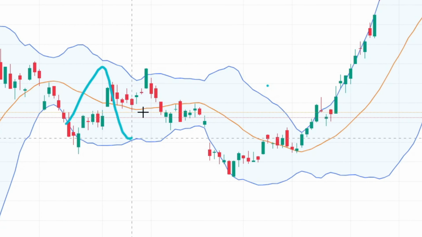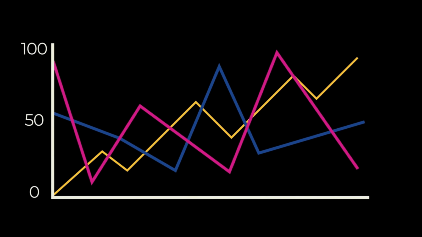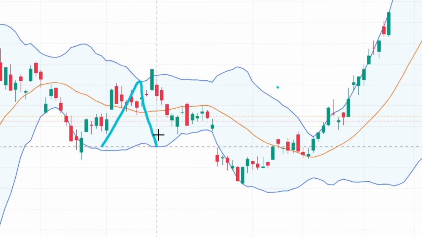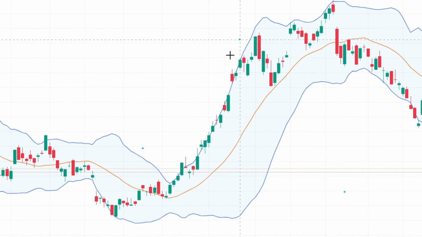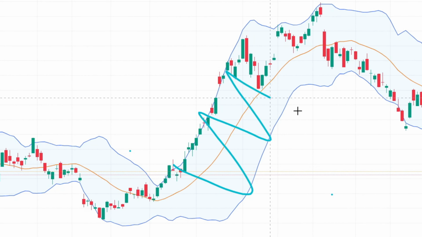The Bollinger Bands measures volatility, or in simple terms, it measures how much the price moves on average. So during times when the price doesn't move a lot, you will notice that the bands here are getting tight. And during the times when the price moves a lot, you will see that the Bollinger Bands will expand.